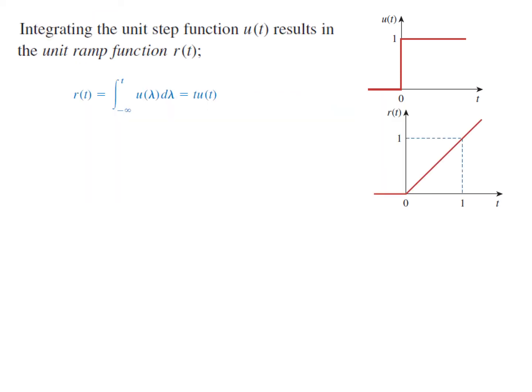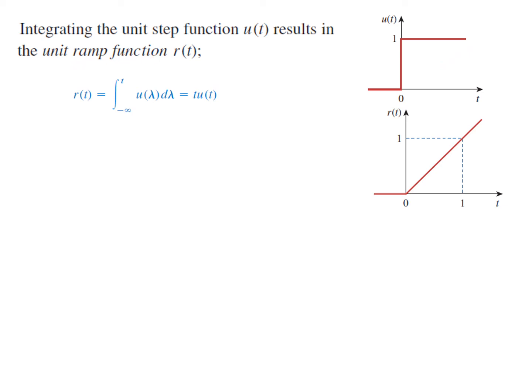Okay, the next function is called the ramp function, or unit ramp function. This is as shown here. It is 0 for t less than 0, and it is a straight line with slope 1. This is actually obtained by integrating the unit step function u(t). If you integrate, it will gradually keep on increasing. So the ramp function is also denoted by r(t).